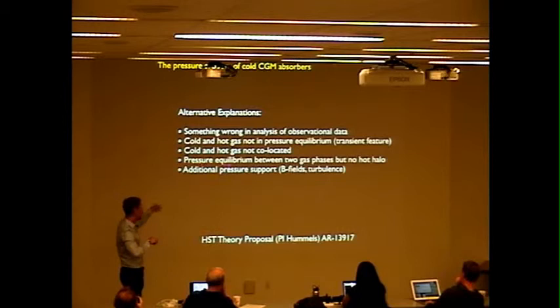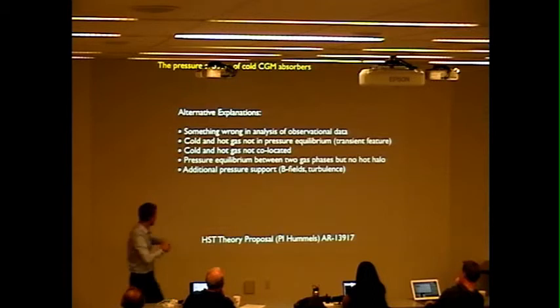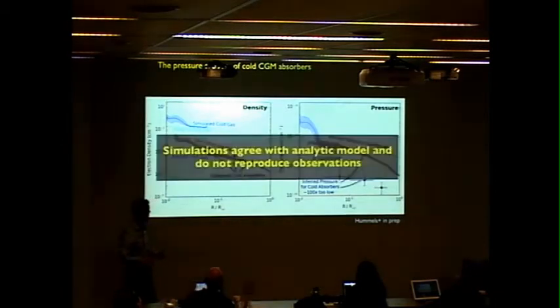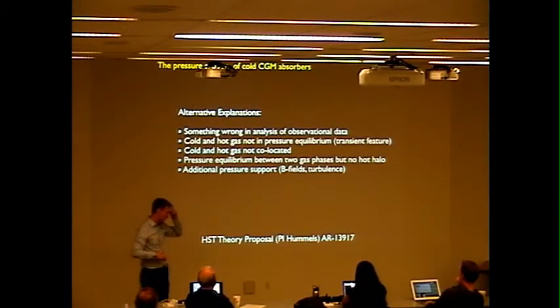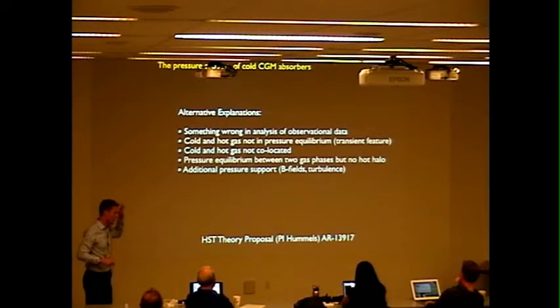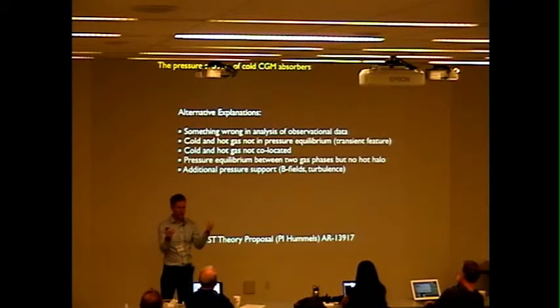You could have them in pressure equilibrium, but there's essentially no hot halo whatsoever. So if we look back at this, it would be as though this simulated hot gas is just way down here, and so the cold gas drops as well and sits on top of the absorbers. And then finally, there could be some additional pressure support like magnetic fields or turbulence. This is something that I'm looking at in an HST theory proposal that's happening this year. So hopefully we'll have some resolution of this, but essentially looking at increasing the resolution in the halo to try and better resolve the individual structure of the CGM absorbers to see if that makes a difference.